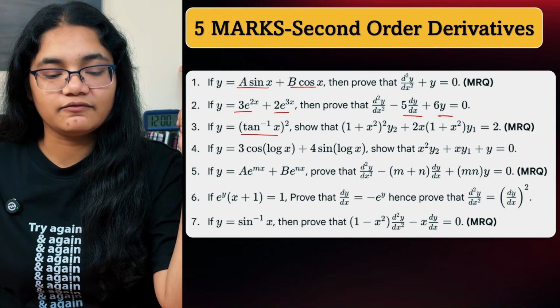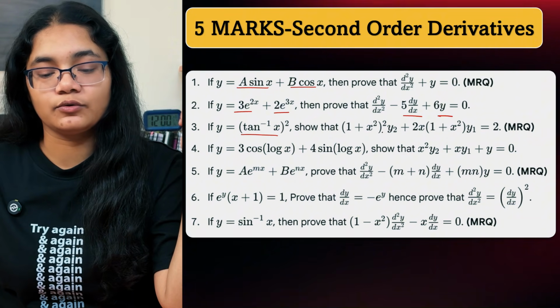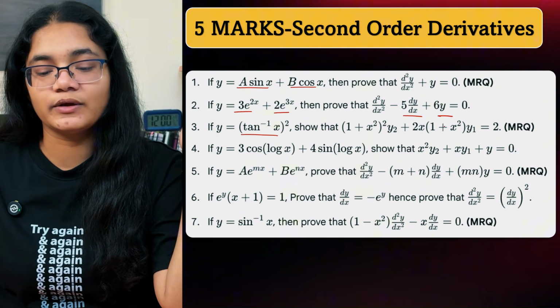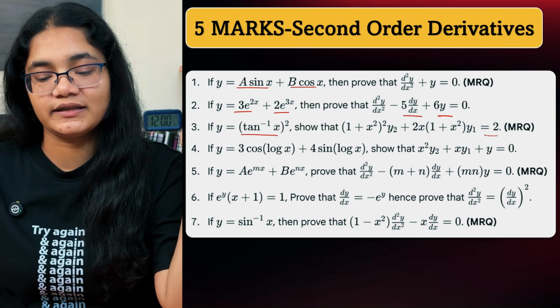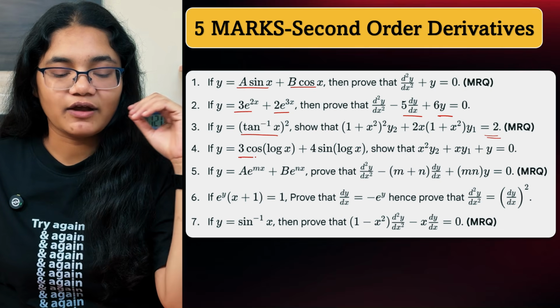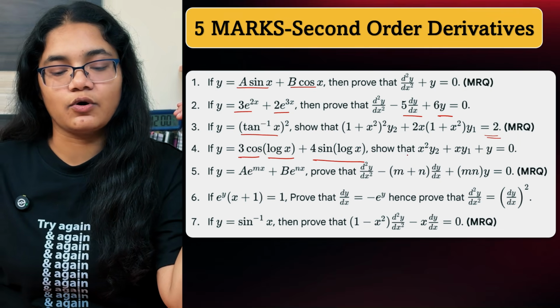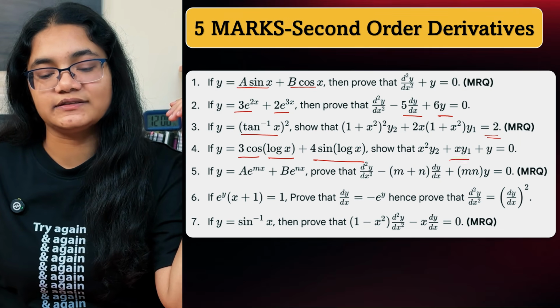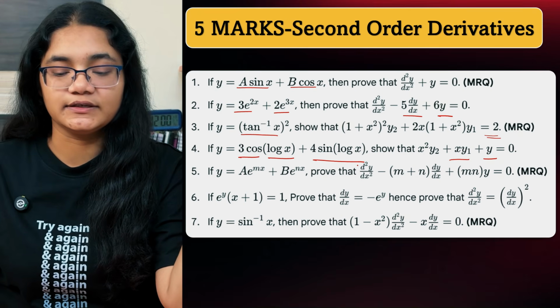If y is equal to tan inverse x square, show that (1 plus x square) whole square into y2 plus 2x into (1 plus x square) into y1 is equal to 2. LHS and RHS you have to prove and show that they are equal. If y is equal to 3 cos log x plus 4 sin log x, show that x square into y2 plus x y1 plus y is equal to 0.